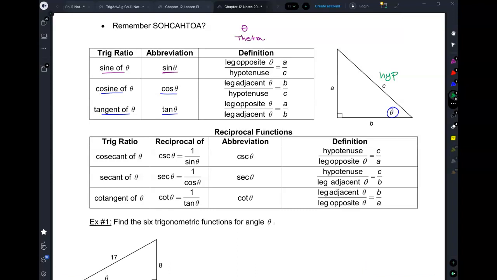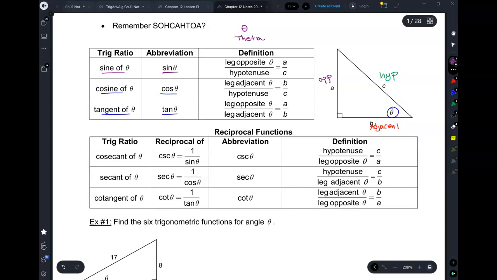Now, this theta is not going to be the right angle. It's going to be one of the other angles. So suppose this is the angle theta. Then you have one leg here and one leg here. This leg that's touching theta, adjacent means touching, is called the adjacent leg. And the one that is not touching is the opposite leg, or the opposite side, all right? So whenever you get your angle, you're always going to label opposite, hypotenuse, and adjacent.